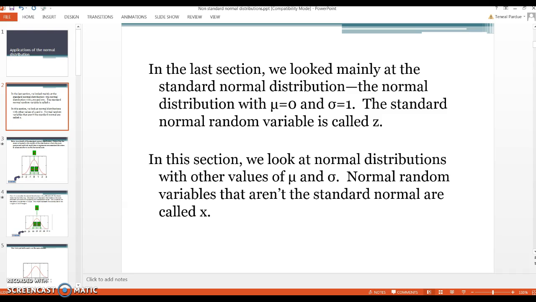But remember that normal distributions don't have to have a mean of 0 and a standard deviation of 1. Normal distributions with other means and standard deviations are normal, but not the standard normal. And so we denote those with an x.